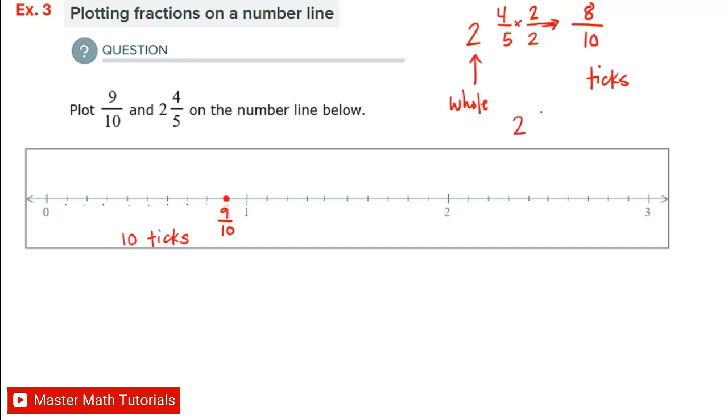So now we can plot 2 and 4/5. Starting from 2, we count 8 ticks to the right. 1, 2, 3, 4, 5, 6, 7, 8. This will be the position of 2 and 8/10, which is the same as 2 and 4/5.